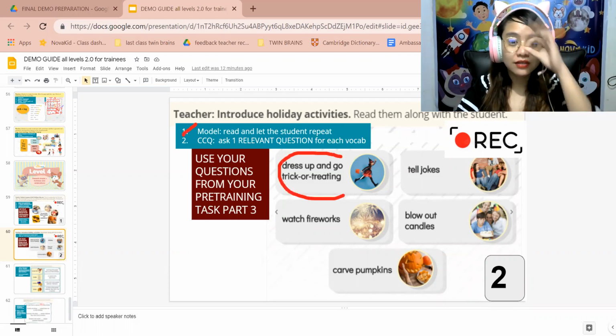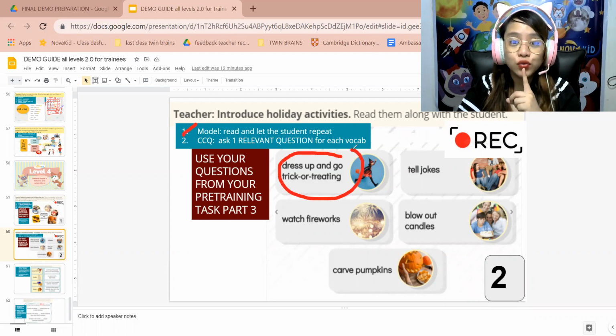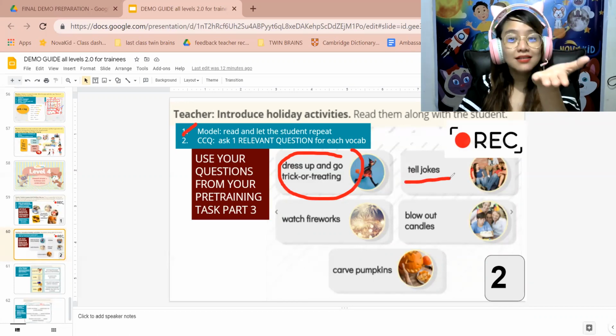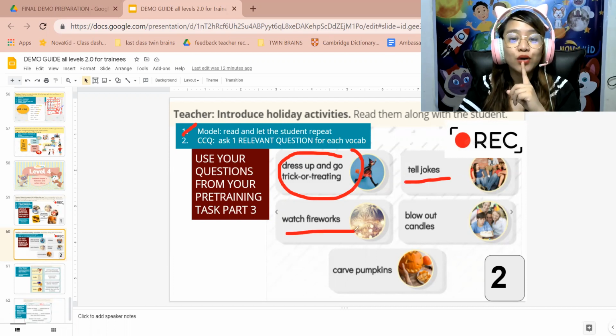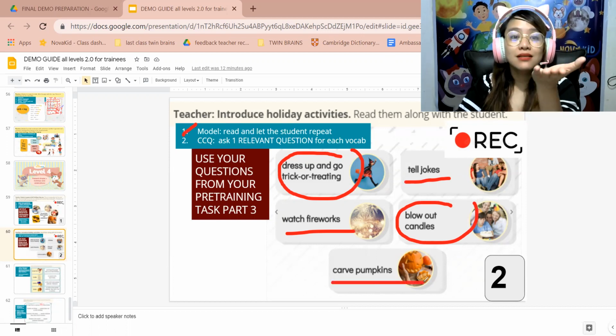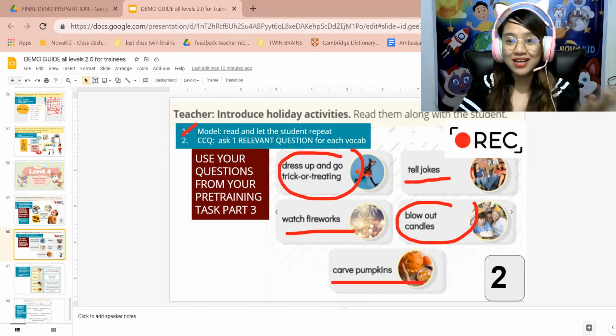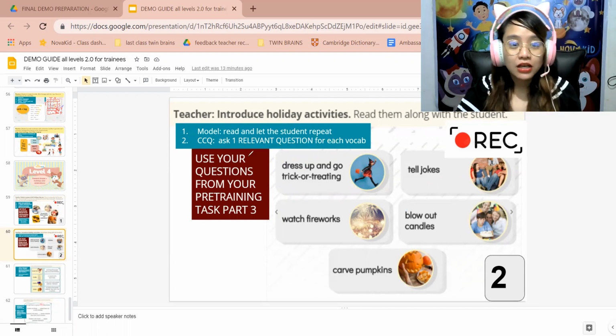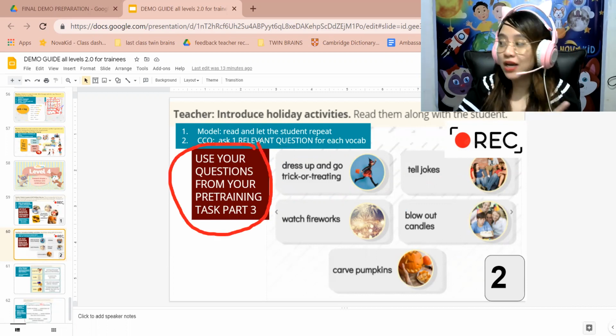Look, dress up and go trick or treating. Dress up and go trick or treating. Tell jokes. Watch fireworks. Blow out candles. Carve pumpkins. So yeah, that's it. Very simple. CCQ, just ask one relevant question for each vocabulary. You can use your questions from your pre-training task, part 3.